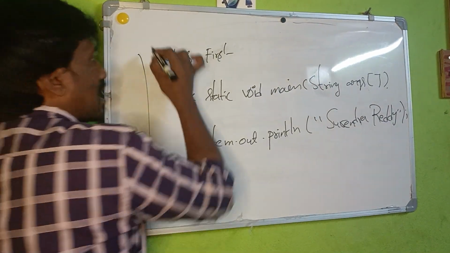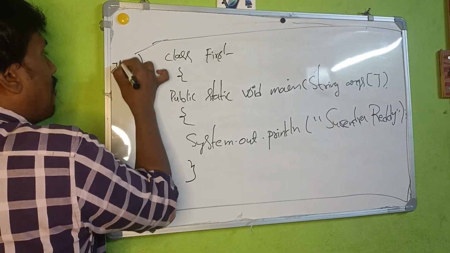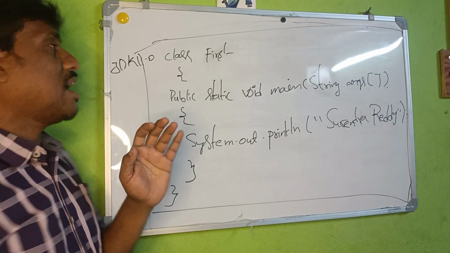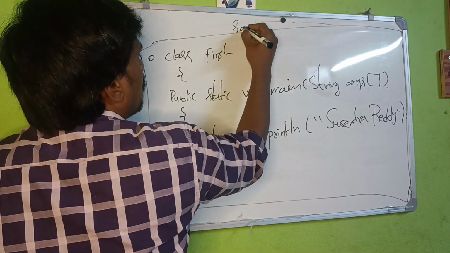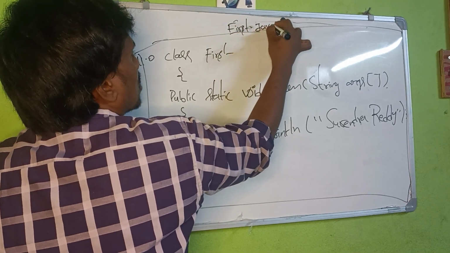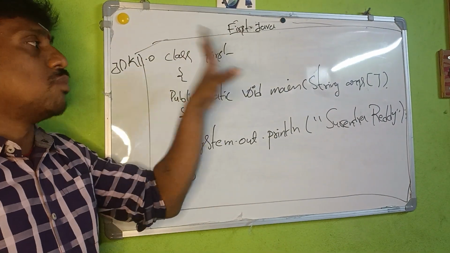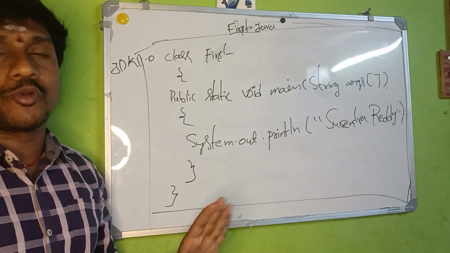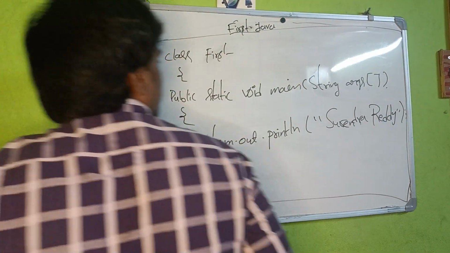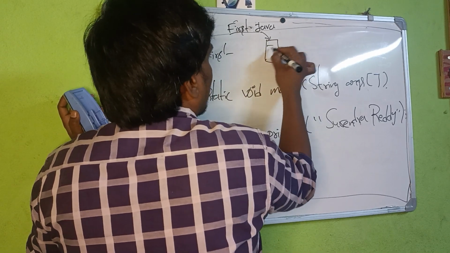Now I need to save this inside the notepad. I have already installed JDK, some 11.0, whatever it may be, in my laptop. Then I saved it as sample.java. Sorry, it should be first.java. Why it is first.java I will tell later. This is my first Java program, which if I execute, will just print my name.